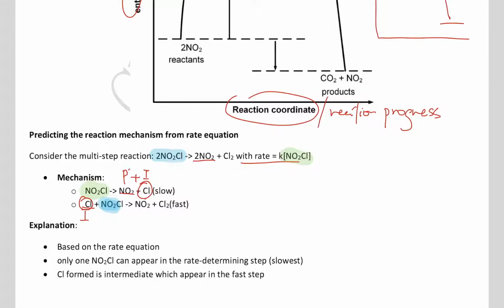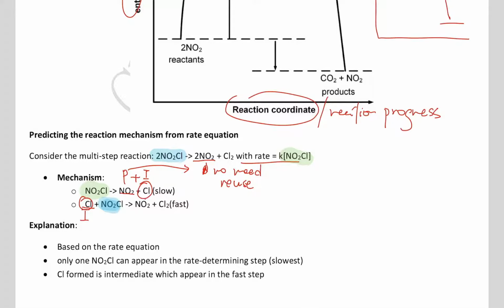And if this one is a product already, then there's no need to reuse it in step 2. But Cl is an intermediate, so just make sure that it appears in the fast step again, and then reacts with another NO2Cl. Yeah, that will be an important point when you need to write the mechanism from the rate equation.